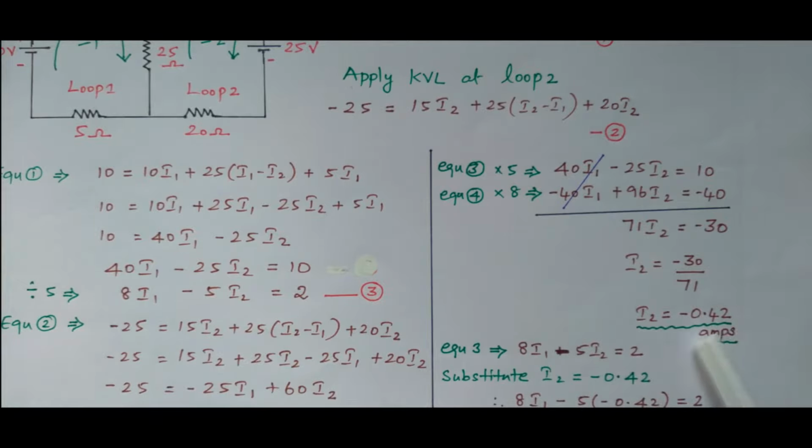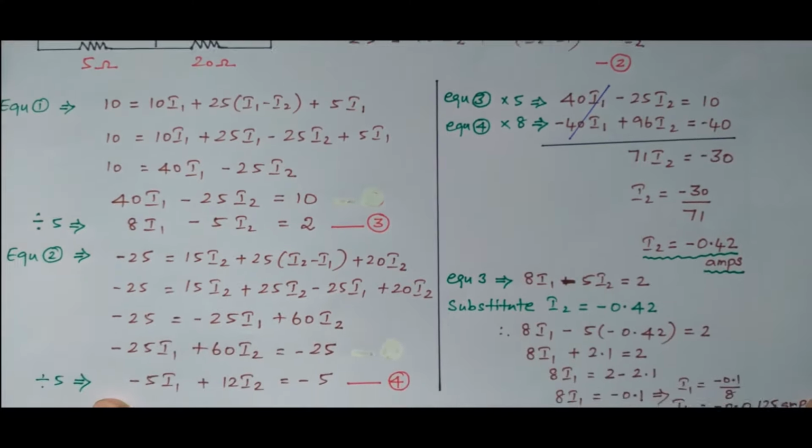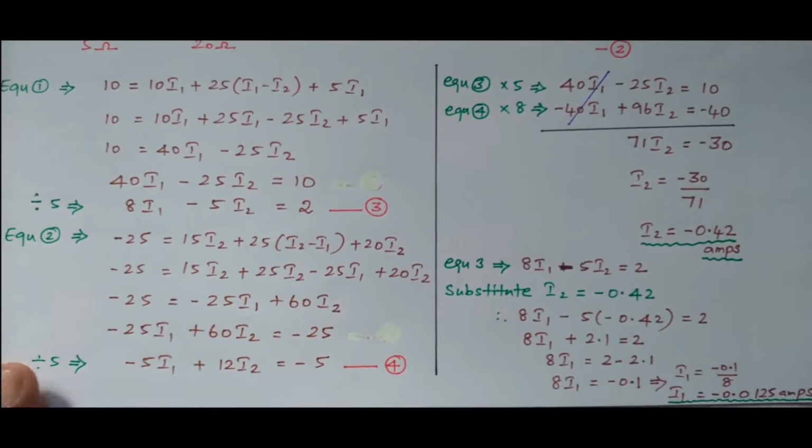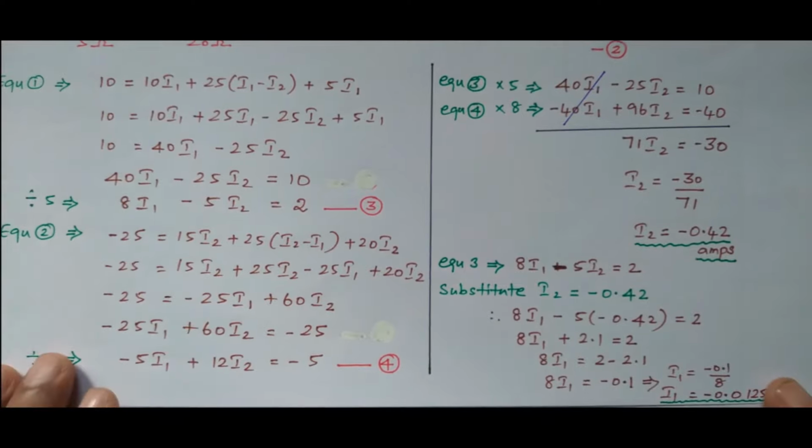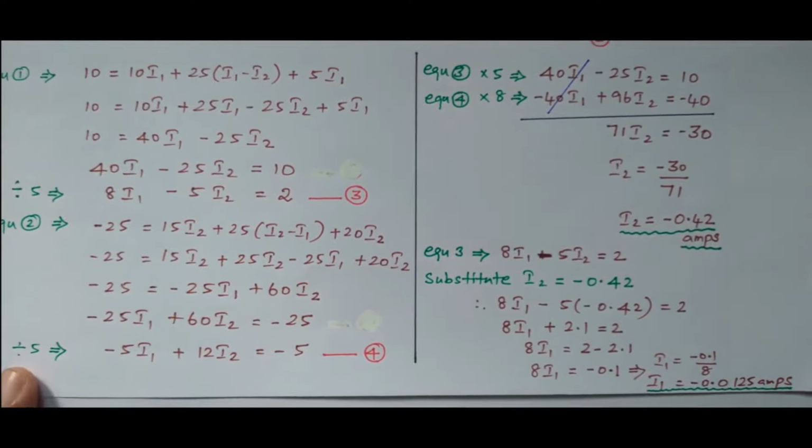Now we calculated the value of I2. By substituting this I2 in equation 3, 8 I1 minus 5 I2 equal to 2, we substitute the value I2 equal to minus 0.42. So 8 I1 minus 5 into minus 0.42 is equal to 2. Both are negative, so it becomes positive. 5 into 0.42 is 2.1, that is equal to 2. So bring this 2.1 to the right hand side. So 8 I1 equal to 2 minus 2.1, which is minus 0.1.